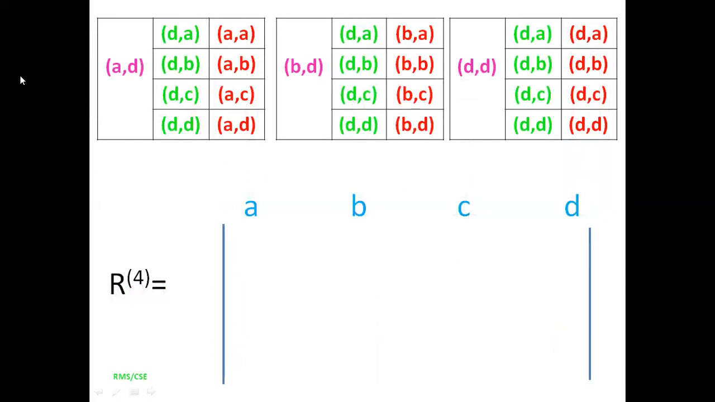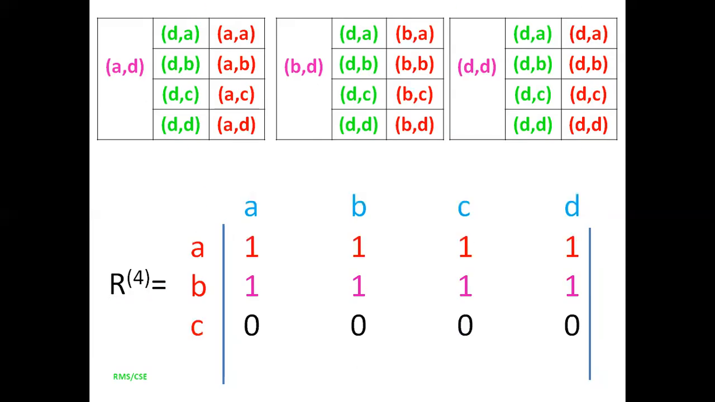First I will write AA, AB, AC, AD as 1. Then BA, BB, BC, BD as 1. If I go to the previous matrix, R power 3, whatever values we have in the third row, we have to keep the same. It was 0 there, it remains 0. Now for D, DA, DB, DC, DD, we'll get it as 1.